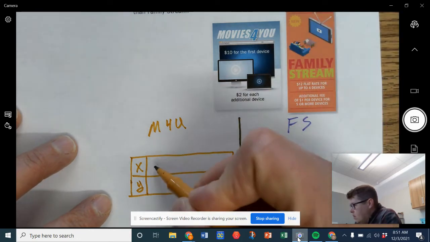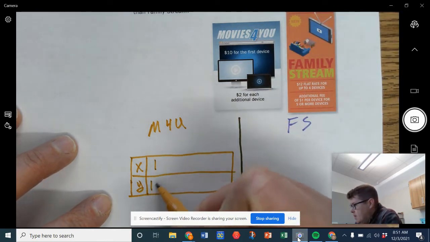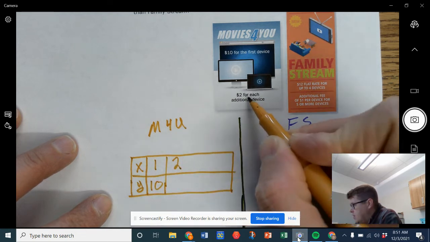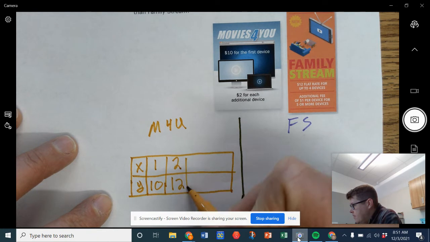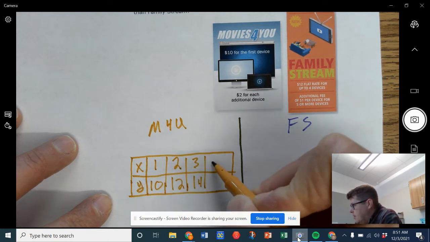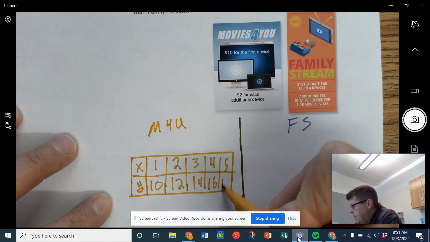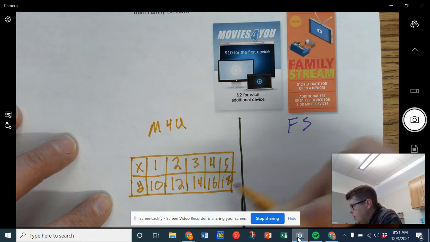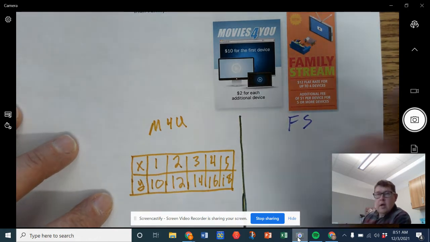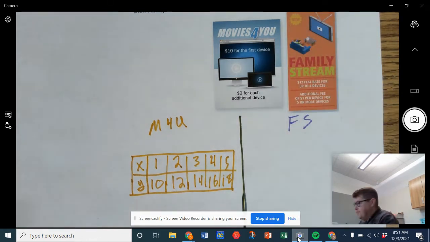So for one device, you're paying $10, right? For two devices, you add 2, right? You get to 12, 3, 14, 4, 16, 5, 18. Let me make sure my math is correct. Yeah, going up by 2 each time. Okay. So we've got that right here.